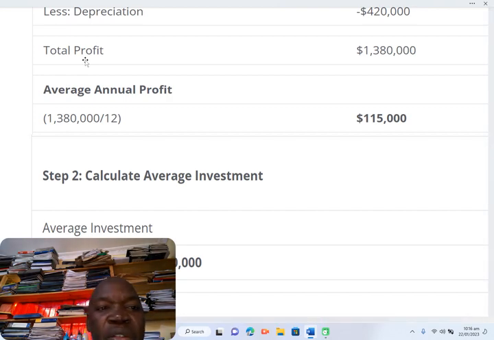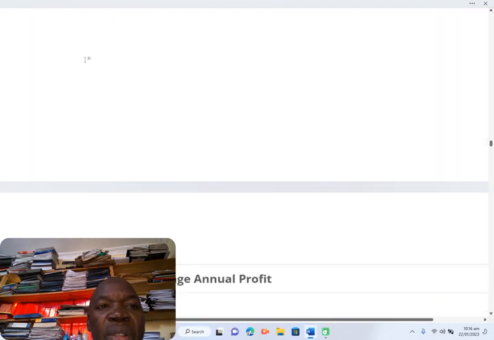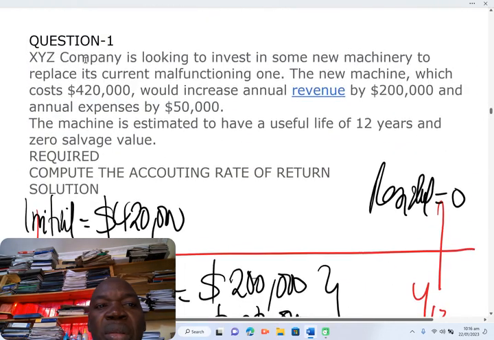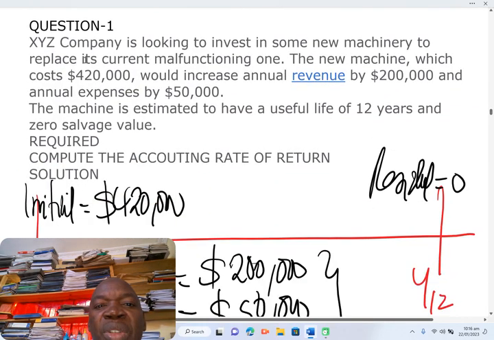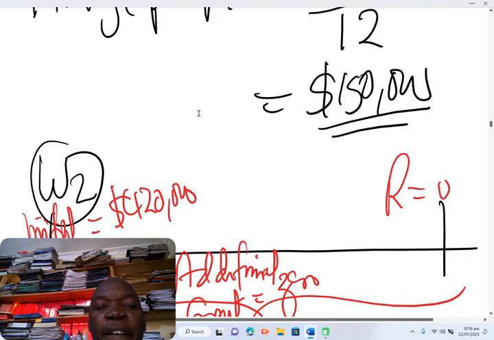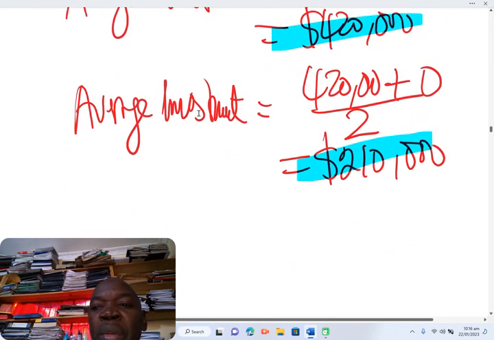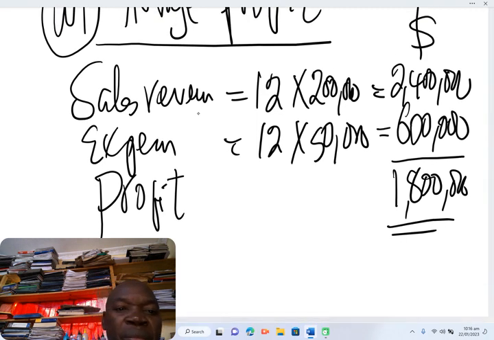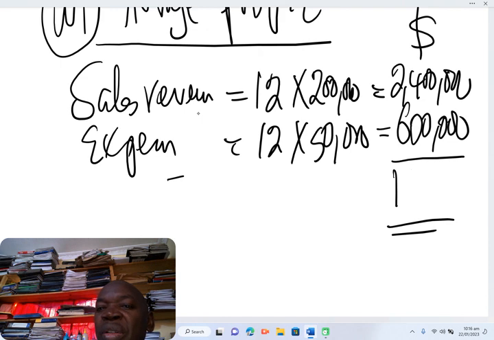We need to consider depreciation somewhere. Do we have something missing here? Yes. We need to consider depreciation. This machine is depreciated over 12 years, so it must be considered in evaluating the profit. So the profit is wrong. We must adjust it here for the depreciation of the plant.